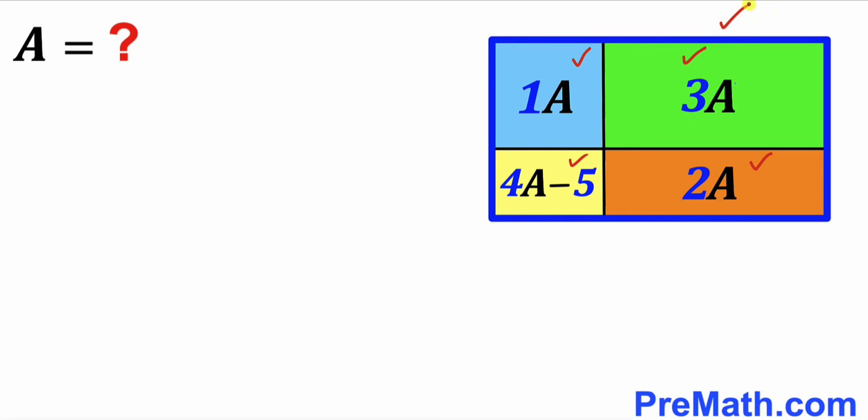In this video, we have this blue rectangle that consists of four smaller rectangles, as you can see in this given diagram, such that the area of this blue shaded rectangle is 1 times uppercase A. The area of this green shaded rectangle is 3 times uppercase A. The area of this yellow shaded rectangle is 4 times uppercase A minus 5. And finally, the area of this orange shaded rectangle is 2 times uppercase A, where A represents the area. Our task is to find the value of uppercase A.